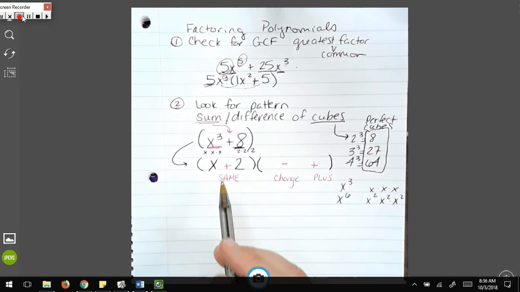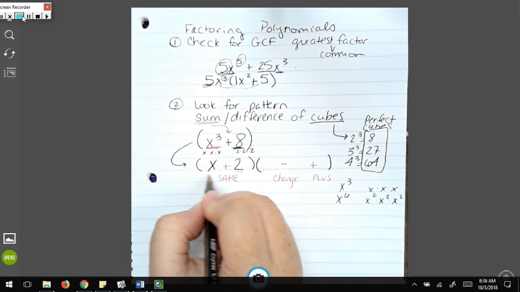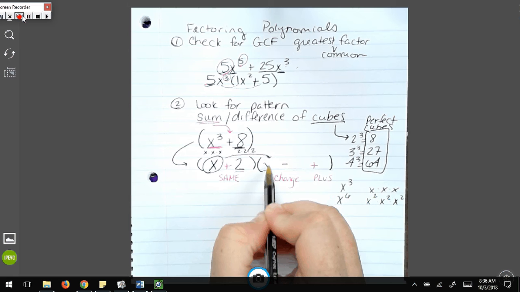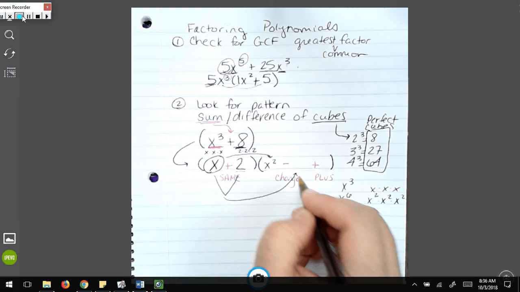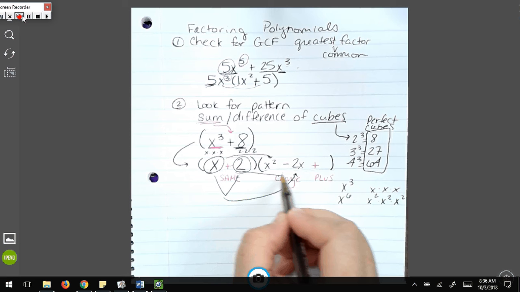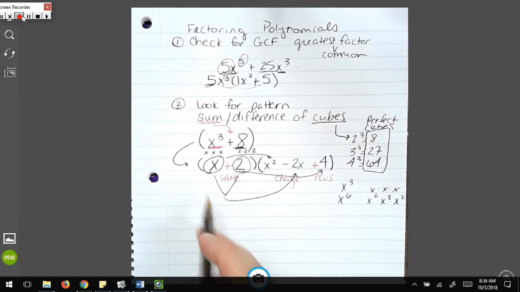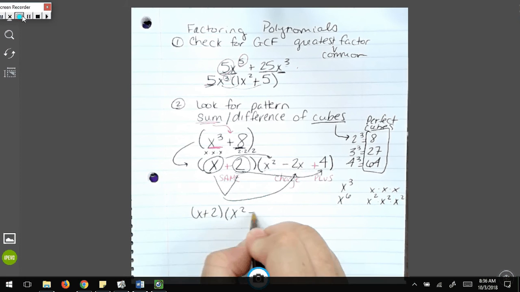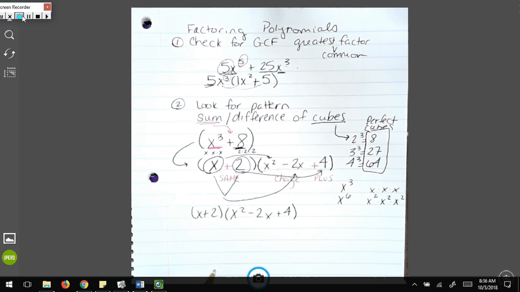Okay? Now I'm going to use these two values to form my trinomial that sits here. Take the first and square it, okay? Multiply them together, and then take the last and square it, okay? So x cubed plus 8 factors as x plus 2, times x squared minus 2x plus 4, okay? Let me show you another example.